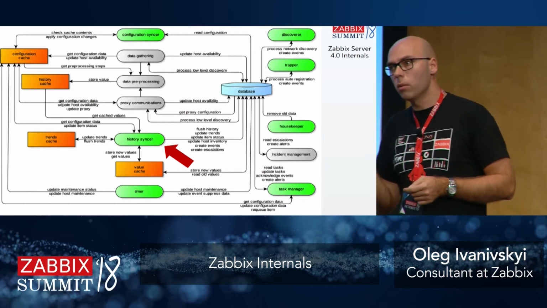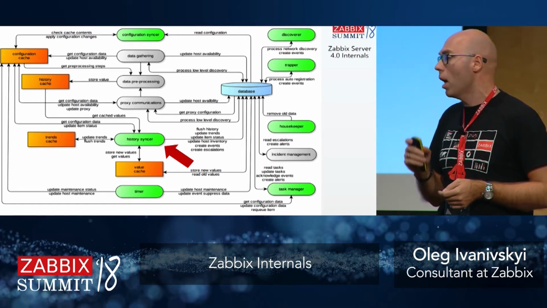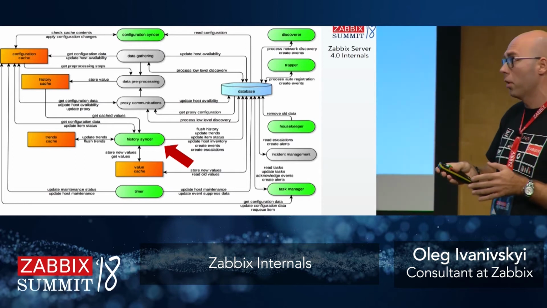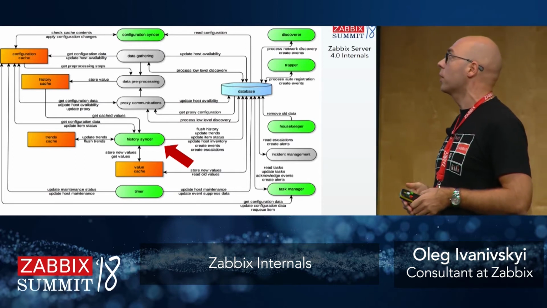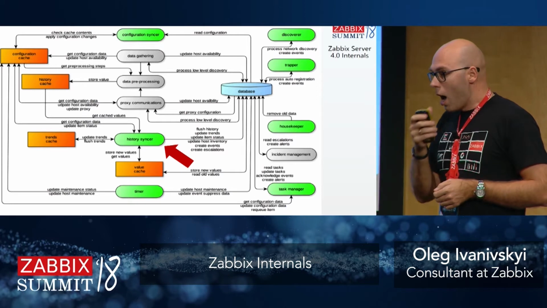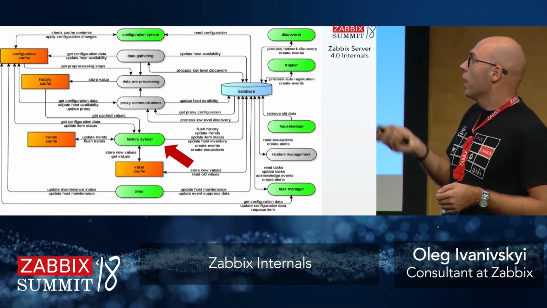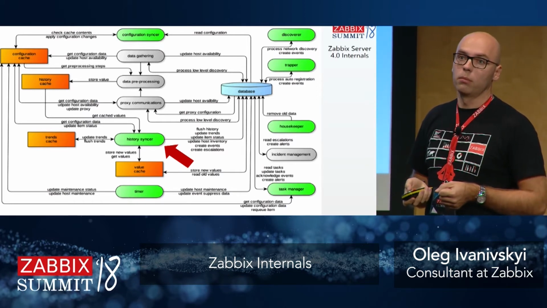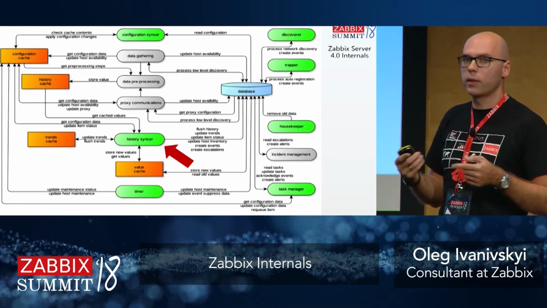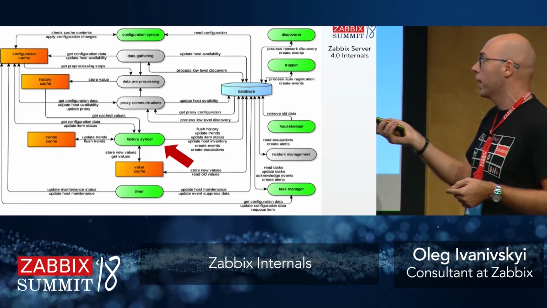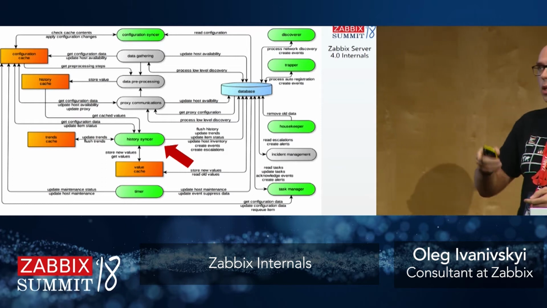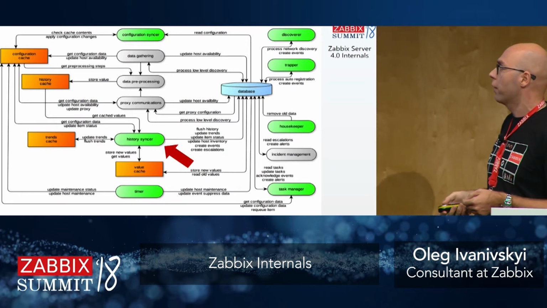We'll keep minimum, maximum, average, and count in the memory, and approximately every 1 hour, we'll write such values into the database trends. Such processes, history syncers, will update host inventory. Maybe I'm getting, let's say, device location once per hour, so such a process will get a new value. They'll see, oh, I need to use such inventory field, and they'll populate such inventory field.